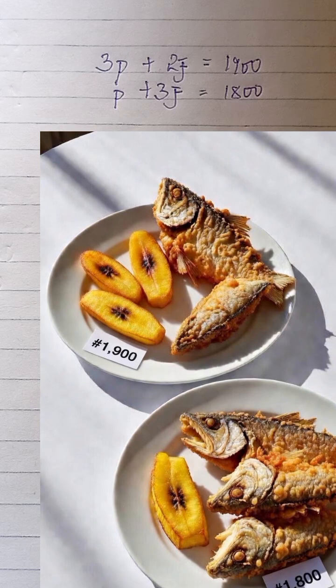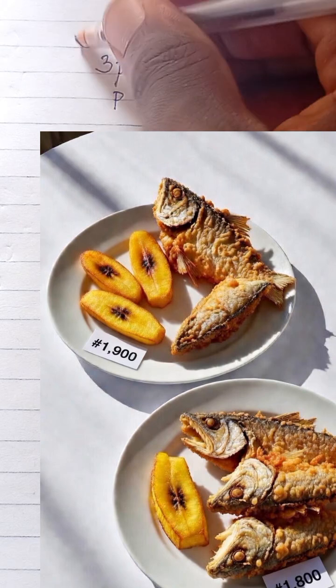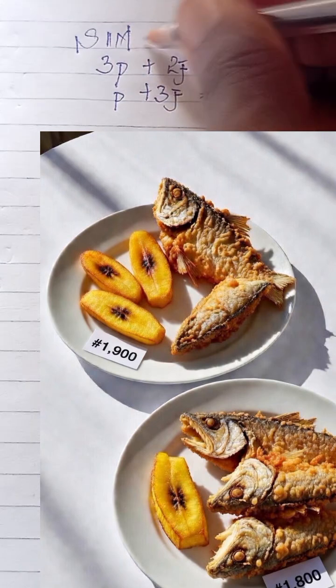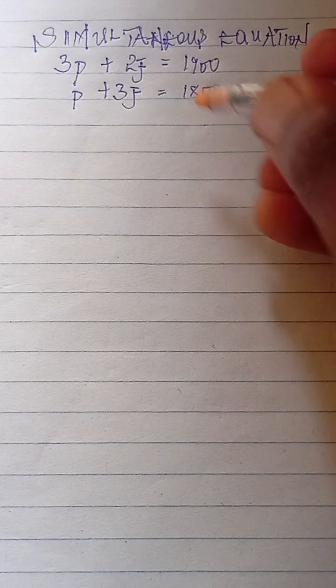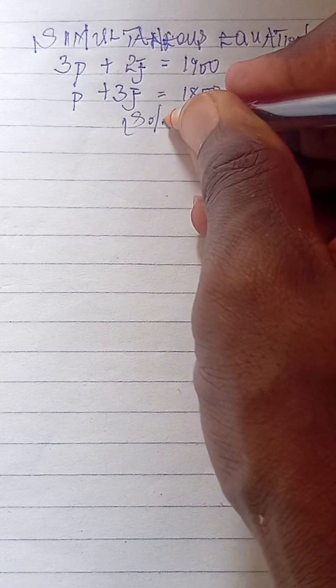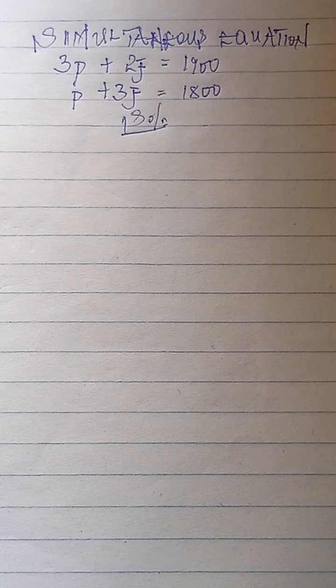Now I want to know the exact price of the plantain for one and the exact price of the fish for one. This is what is called simultaneous equations. So for solving a simultaneous equation, note that there are 5 steps to solving it. Today we are starting with the first method, which is the substitution method.